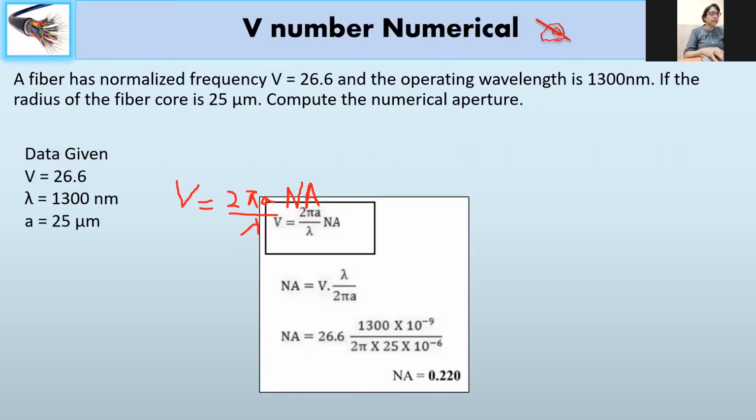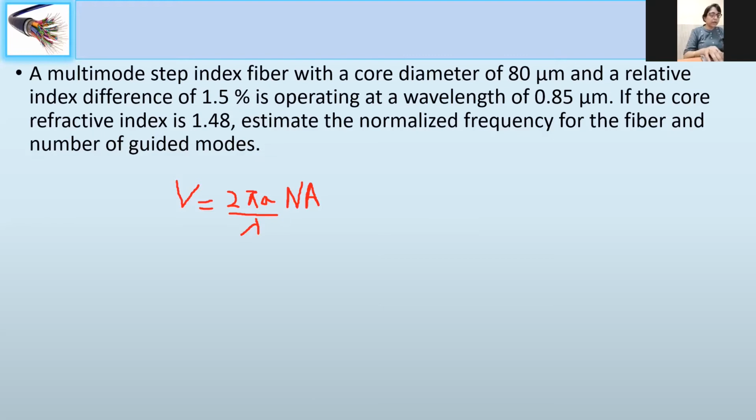Yeah, 2 pi A NA by lambda. Okay. So tell me, what is your V number? That is the normalized frequency. Calculate it. You are given the core diameter, you are given the wavelength. Just substitute the diameter, but A represents your radius, right? 50%, that is 40 micron. Quickly substitute and give me the value.